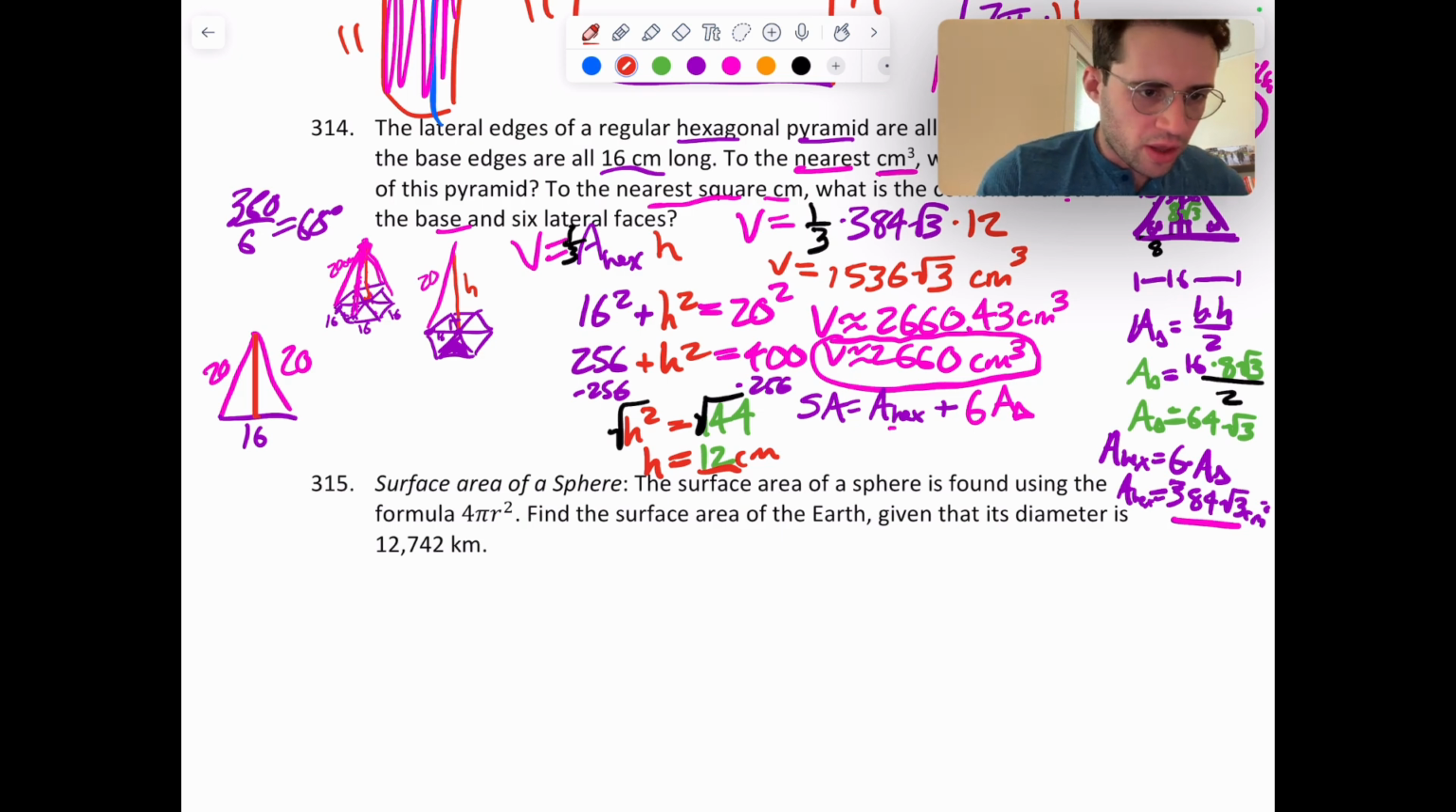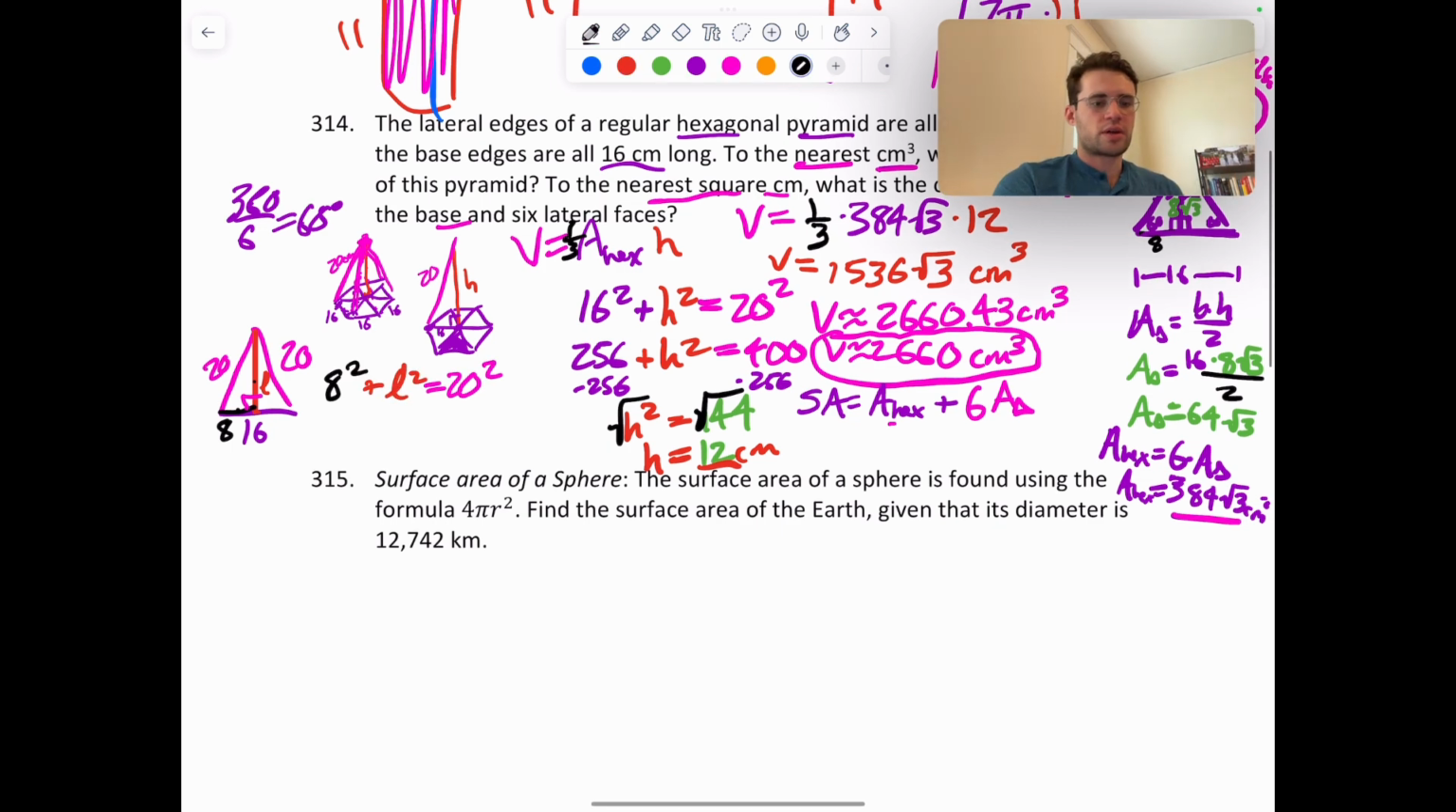Or we can actually use the Pythagorean theorem, because we know we have 16, and it's going to be cut in half by that slant height. So that's going to be 8. So we have 8, and our slant height will be there. I'm going to label that as L. And then 20 is our lateral edge, the hypotenuse of this right triangle. So if I were to write this out, we could say 8 squared plus our slant height squared is equal to 20 squared. 8 squared is 64. L squared, again, is what we're solving for, equal to 400. So we can subtract 64 from both sides, leaving us with L squared is equal to 336.